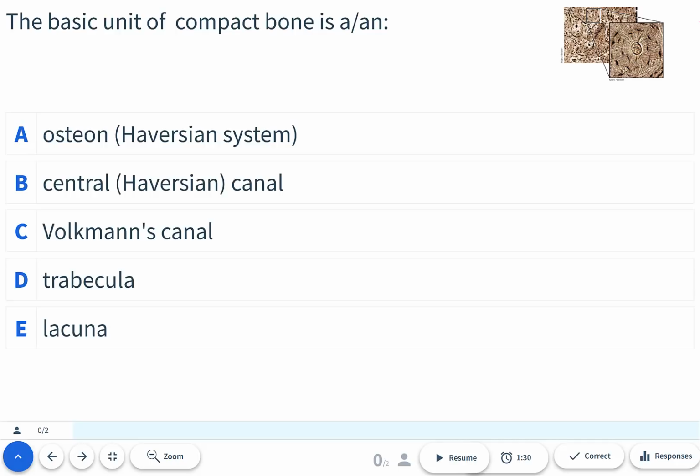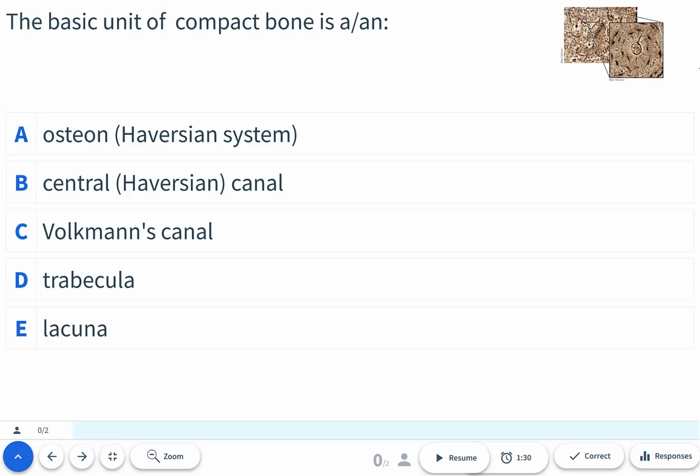Volkmann canals are the horizontal canals that connect between the Haversian canals and the periosteum, and they contain the blood vessels that are derived from the periosteum. The trabecula is a feature of spongy bone. It's a lattice work of thin plates of bone. These are oriented along the lines of stress. They are not concentric. The lacuna is the space in which the osteocyte is found. It constitutes part of the osteon, but it is not the osteon. It is not the basic unit of the compact bone.